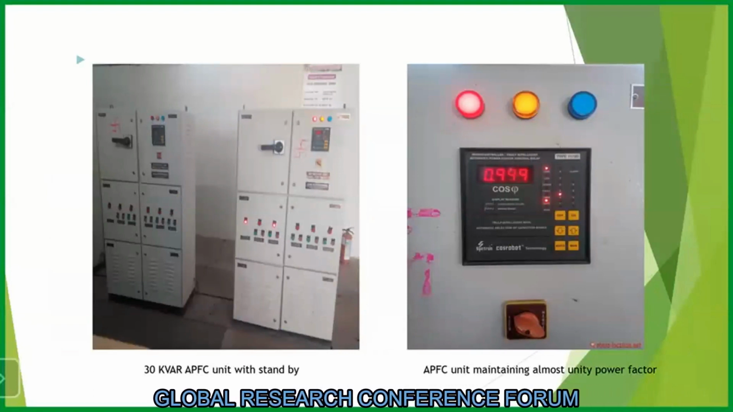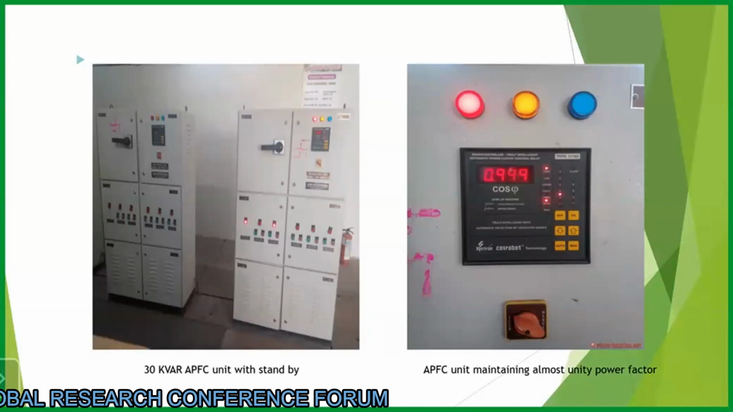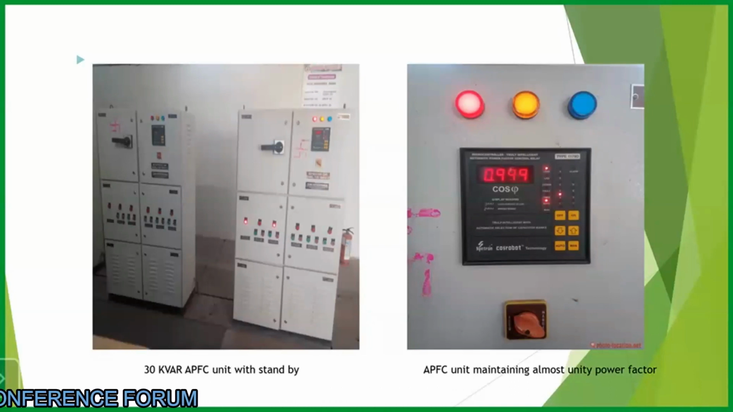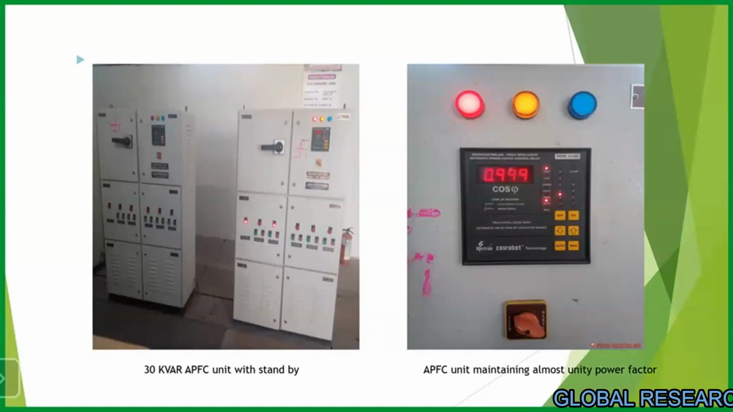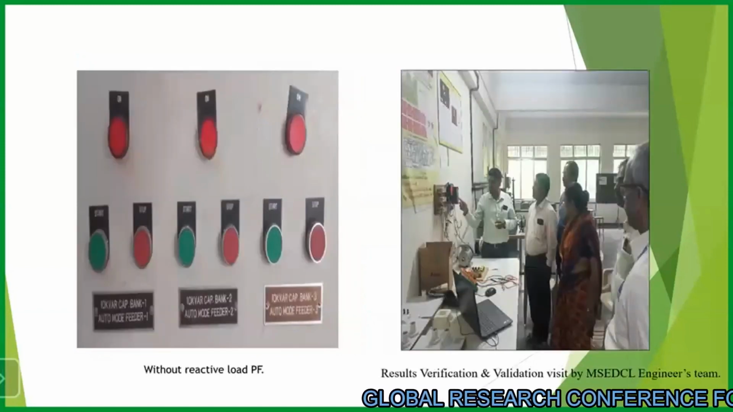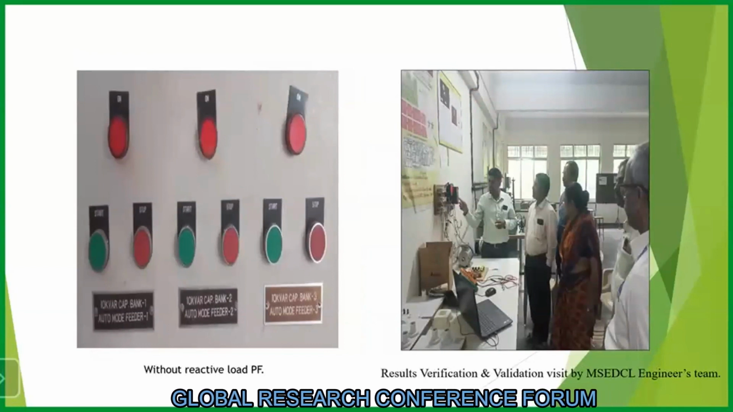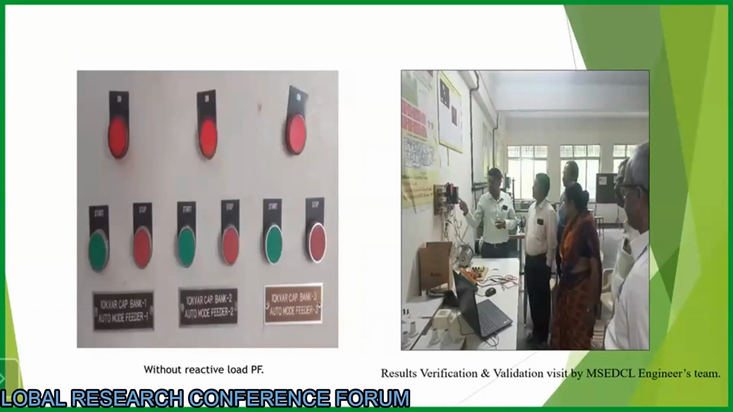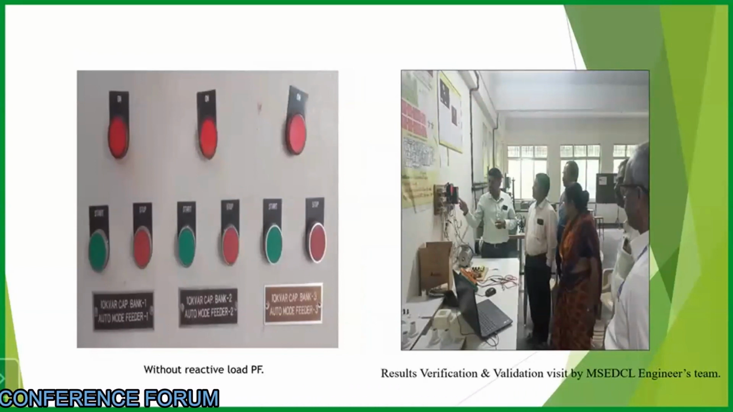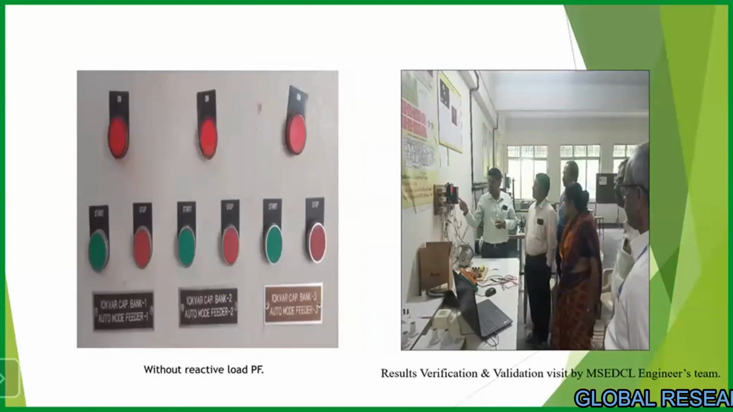In another diagram, it shows that the APFC unit is maintaining a power factor nearly to 1. It is maintaining 0.99, which means nearly unity. So wastage of power is reduced to almost zero. It indicates the split capacitor bank of 10 kVAR, 10 kVAR, and another 10 kVAR, which totals 30 kVAR.